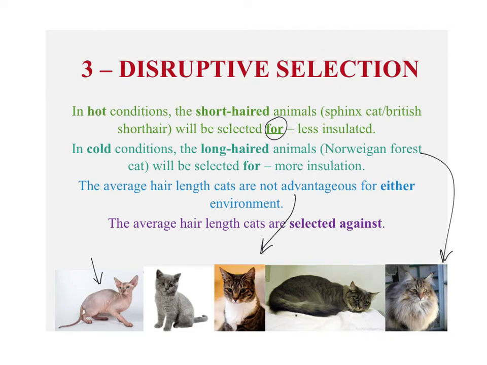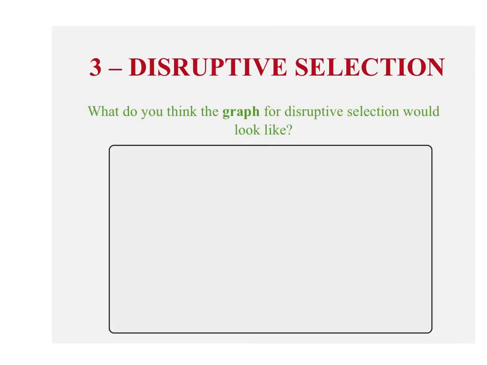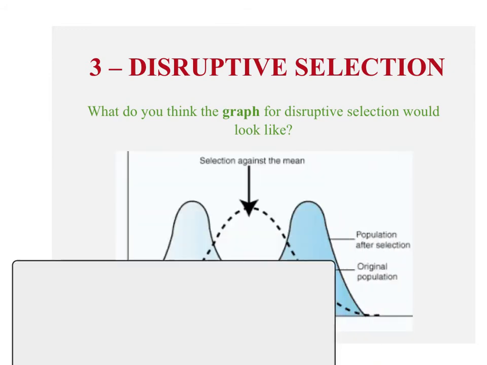And therefore, in significant situations, so maybe if all cats lived outdoors, these average hair length cats are going to be selected against. And thinking about that, where the average phenotype is selected against, what do you think the graph would look like for disruptive selection? Have a little sketch, and I'm going to show you in 3, 2, 1.